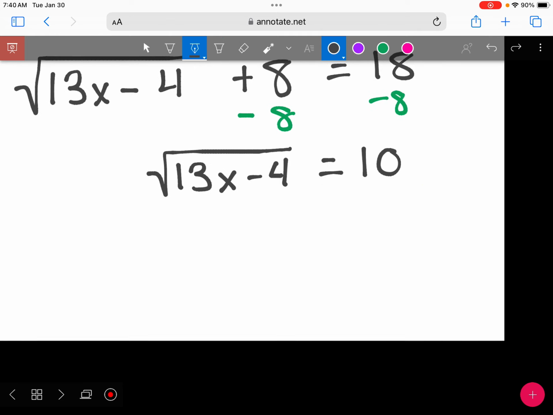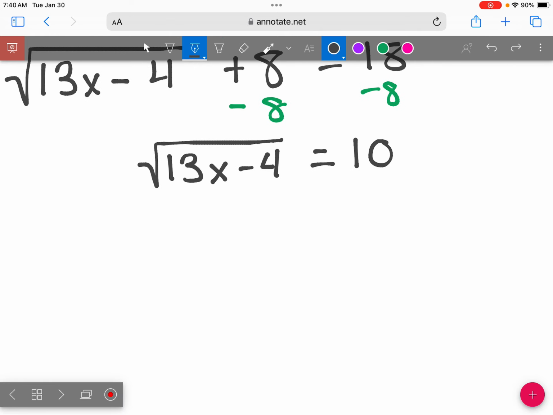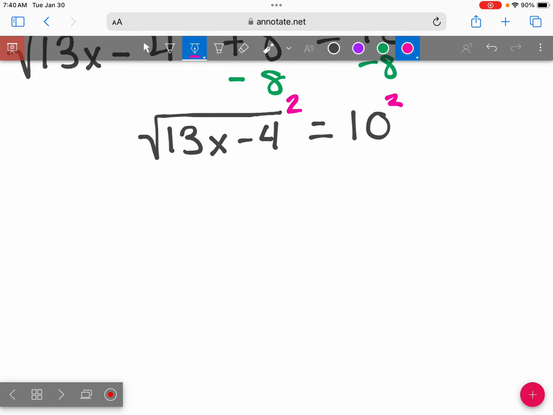All right. So we've subtracted the 8 from both sides. What are we going to do to get rid of my square root? Power. We're going to square it. That's going to give me my 13x minus 4 equals, what is 10 squared? 100.